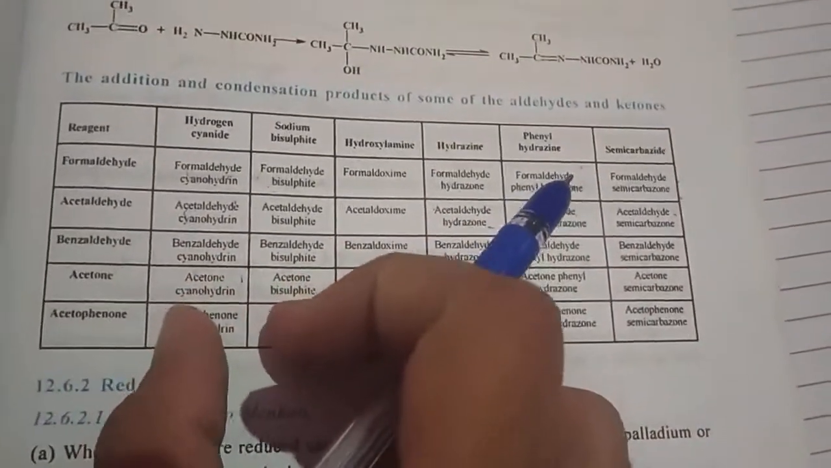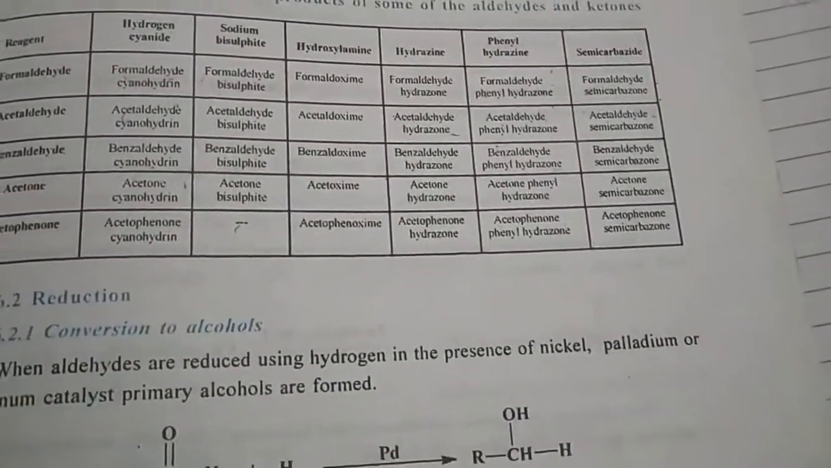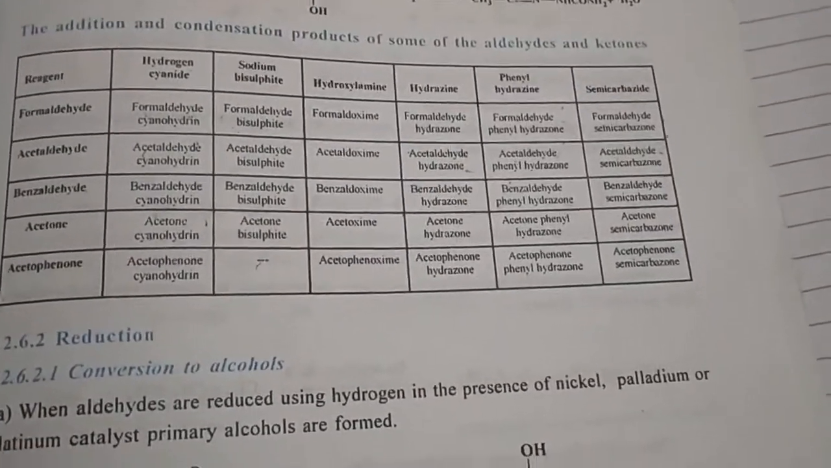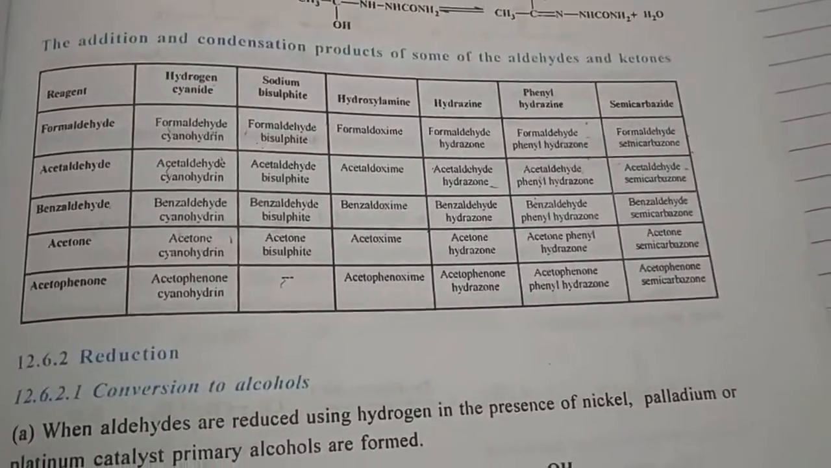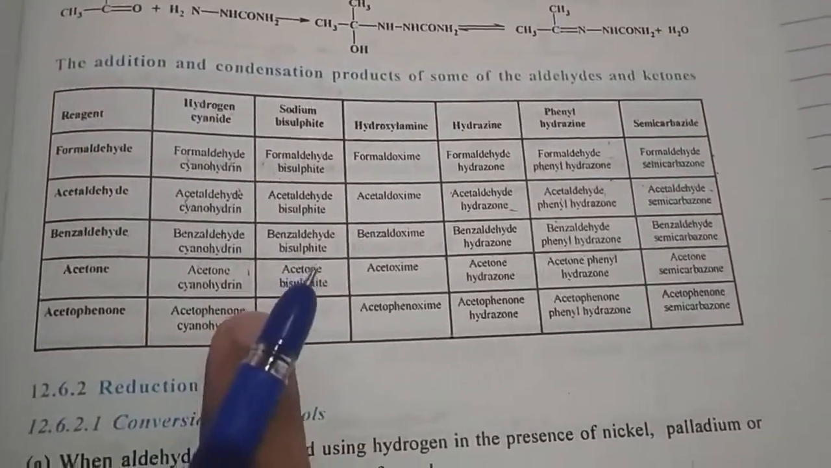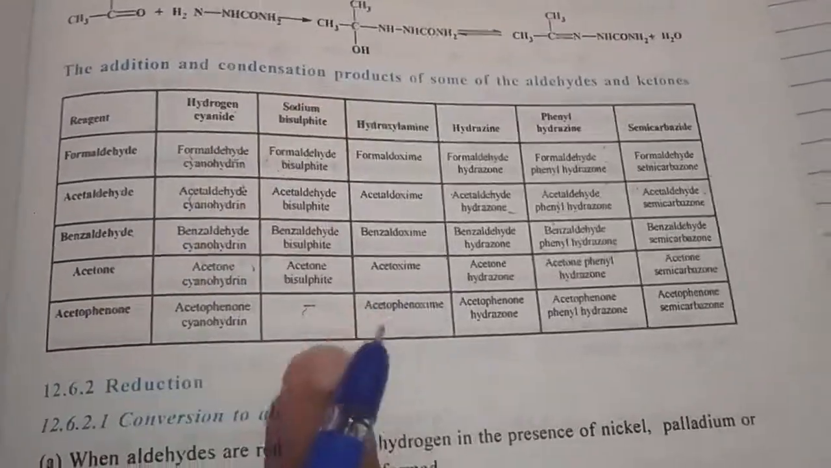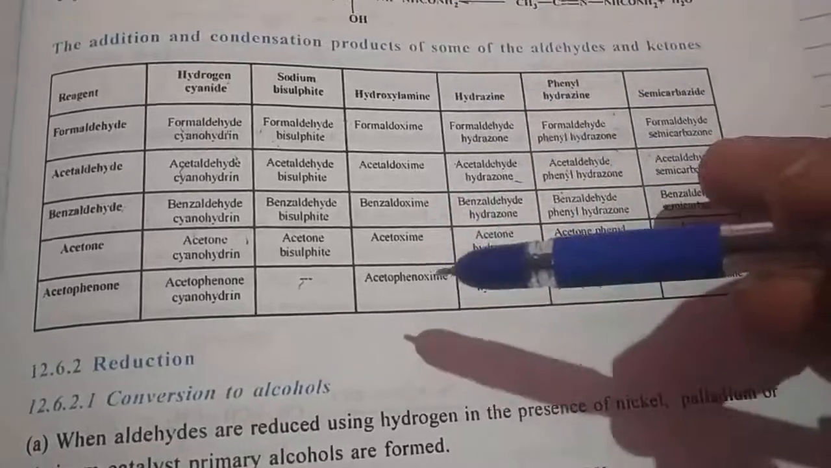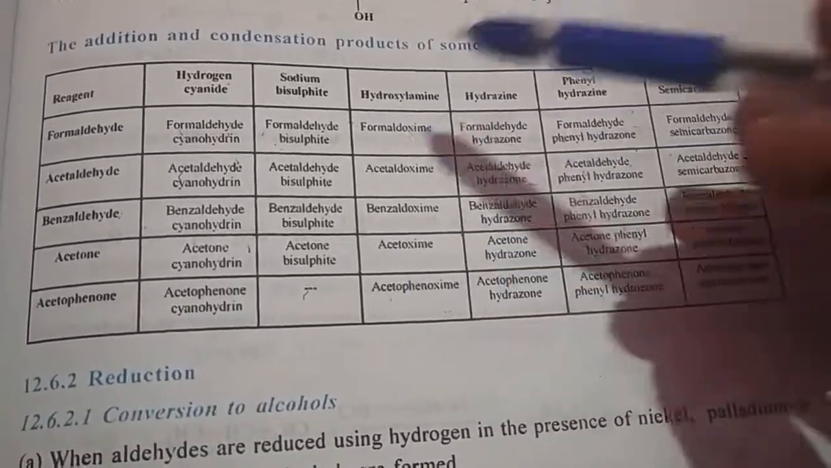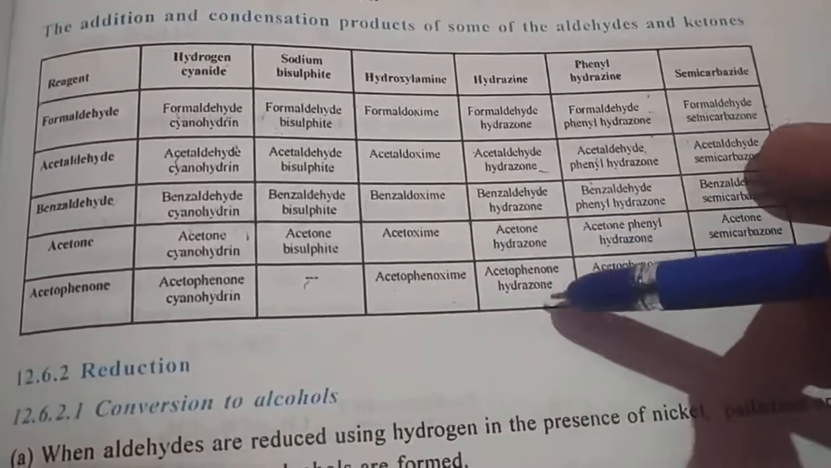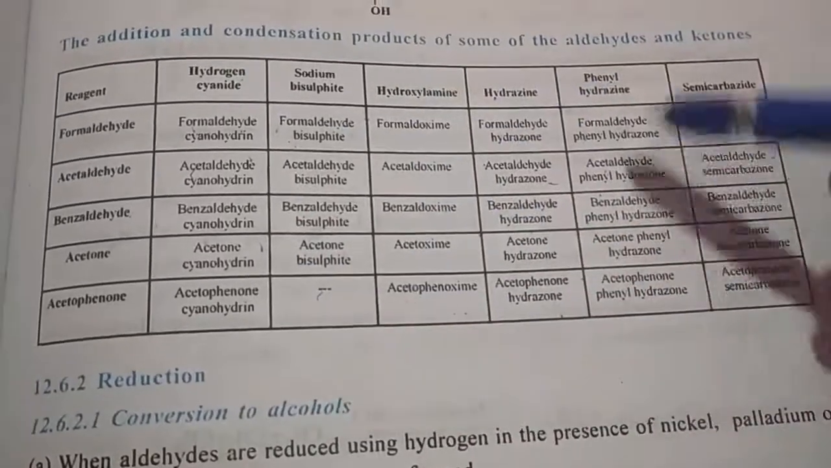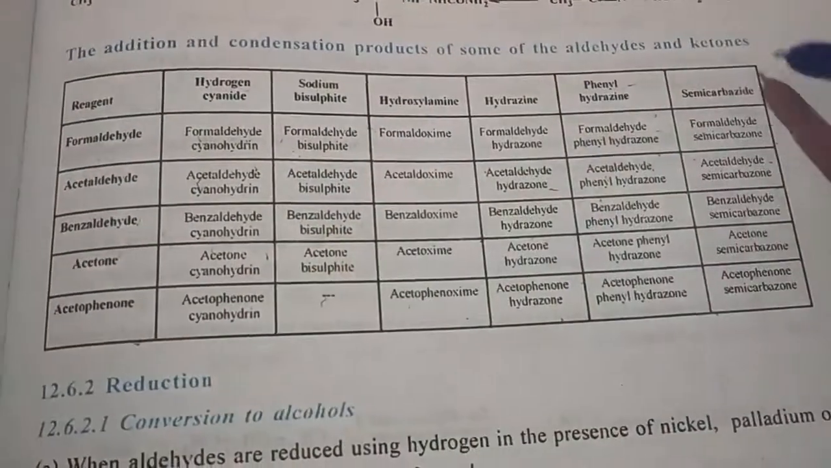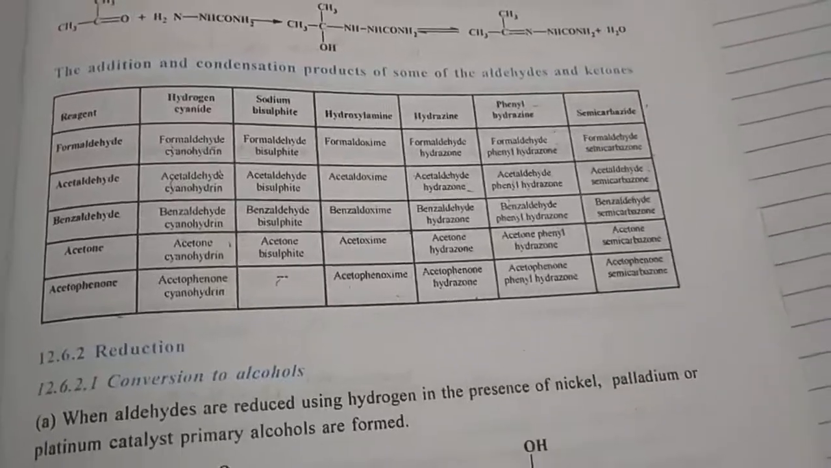You can go back and have a look at the reactions with respect to sodium bisulfite. There we have mentioned, as the bulkiness increases, the product will not be obtained that easily. So that is the reason they have left it blank. Remember, acetophenone is not giving any addition product with sodium bisulfite. But in all the other cases, similar to what we observed earlier, it gives acetophenone oxime when treated with hydroxylamine, acetophenone hydrazone with hydrazine, acetophenone phenylhydrazone with phenylhydrazine, and acetophenone semicarbazone with semicarbazide.